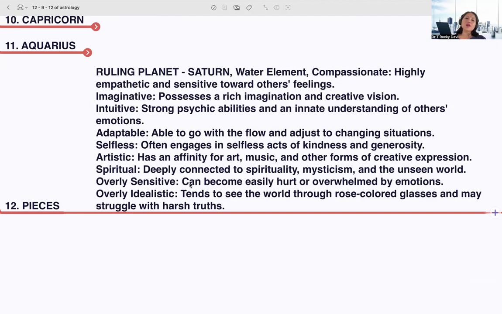And these Aquarius people, we call Kumbha Rashi or Kumbha Lagna. They are selfless, often engaging in selfless acts of kindness and generosity. And they are artistic in nature, with an affinity for art, music, and other forms of creative expression. They are spiritual, deeply connected to spirituality, mysticism, and the unseen world. If you want to learn astrology, definitely if you have Aquarius as a Rasi or Lagna, it will be very easy for you to learn that. Overly sensitive, they can become easily hurt or overwhelmed by emotions.